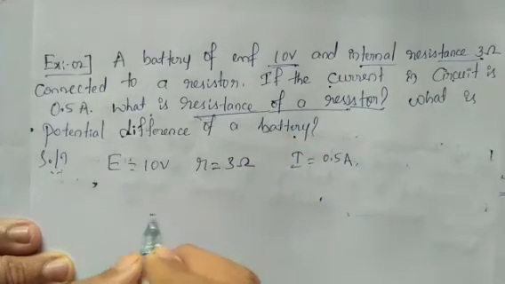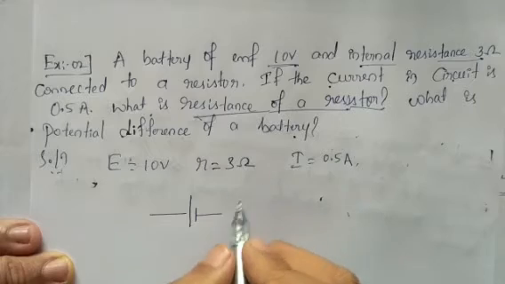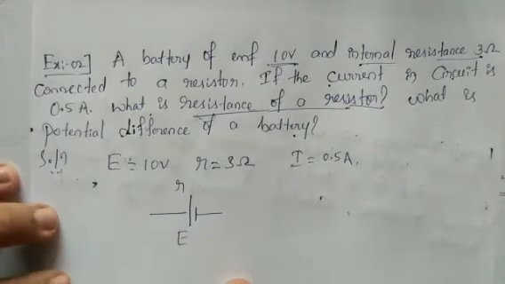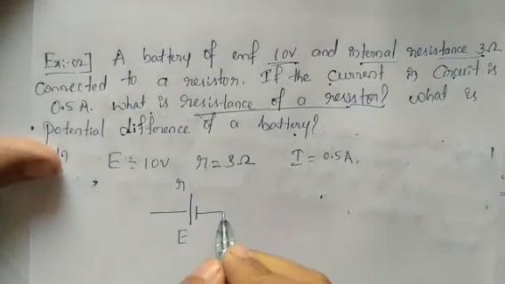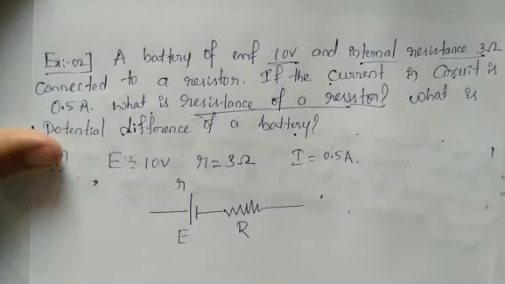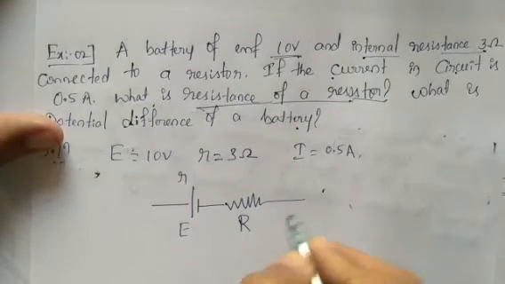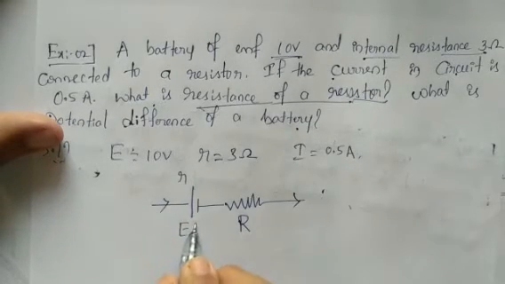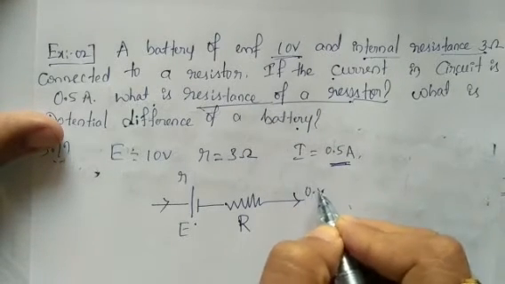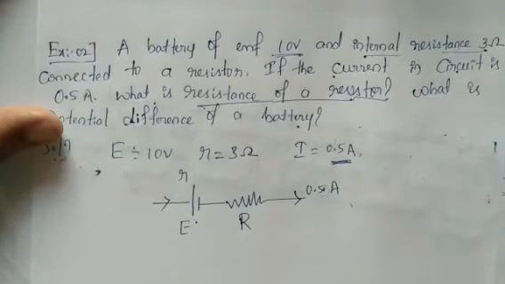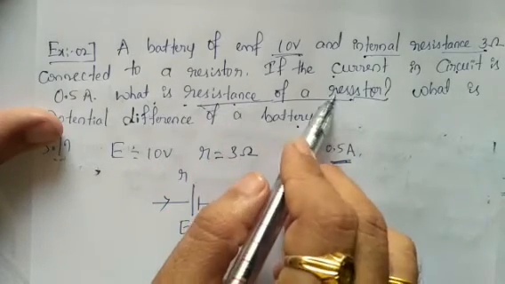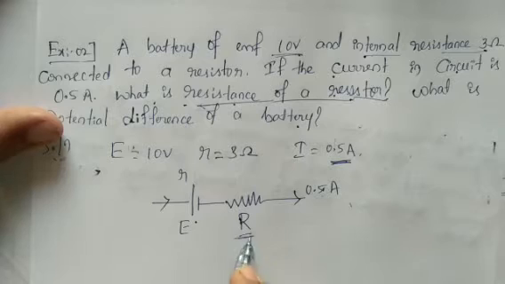So, the battery is connected like this. This is a battery having an EMF E and an internal resistance small r, and it is connected to the external resistor, which has a value capital R. The current through this combination of the cell and the external resistor is given as 0.5 amperes. So, what they ask you to calculate is the resistance of the resistor. This capital R value should be identified.